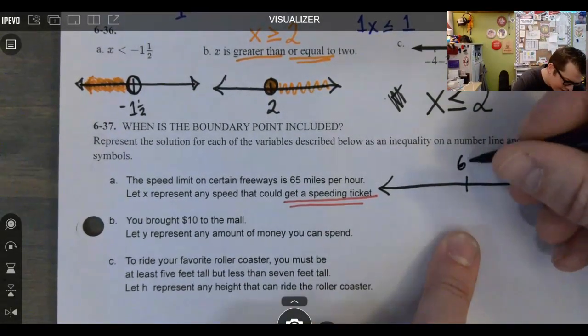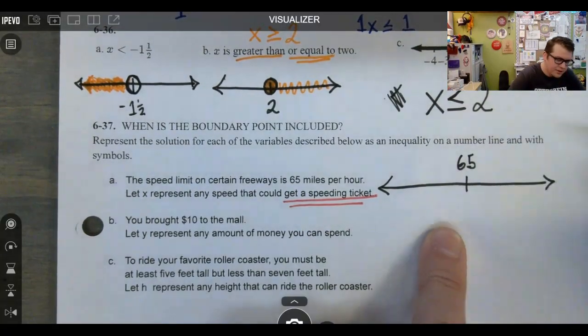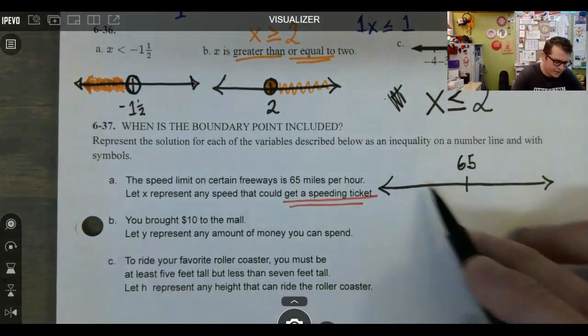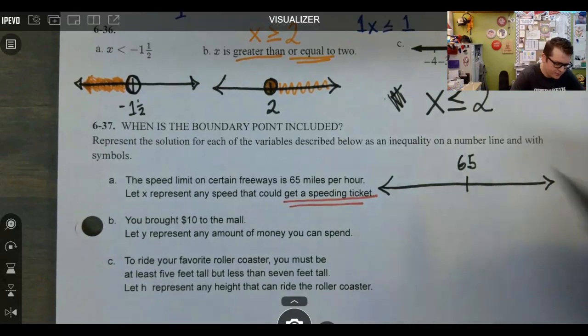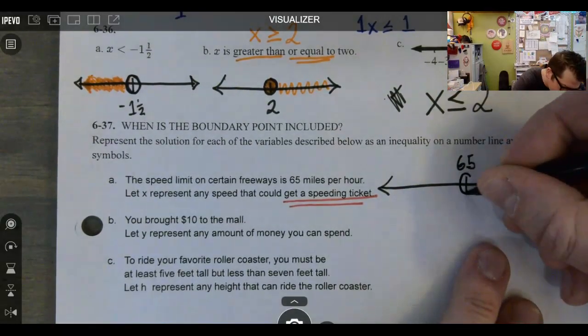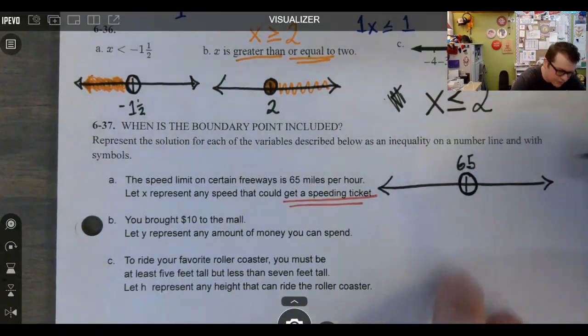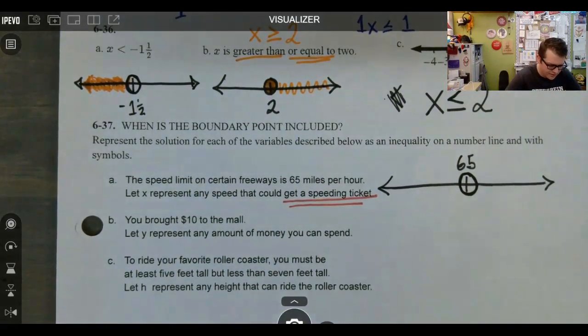I haven't done this yet, but I might as well show you. You could put the numbers above the number line too. And sometimes I have extra space up here, so I might as well just put it above. Always put your boundary point around that point, and then we'll go from there. Sorry, that circle got a little lopsided.